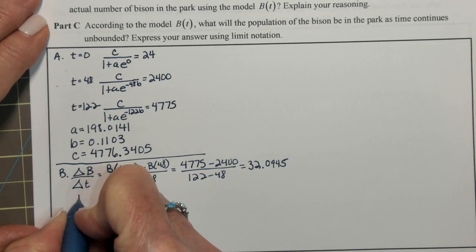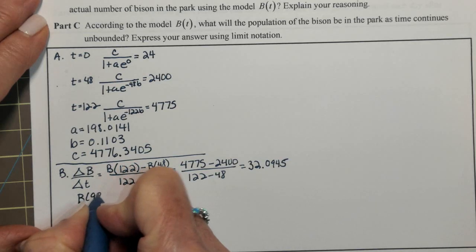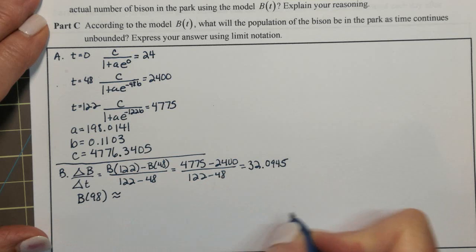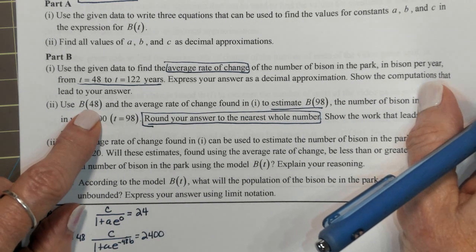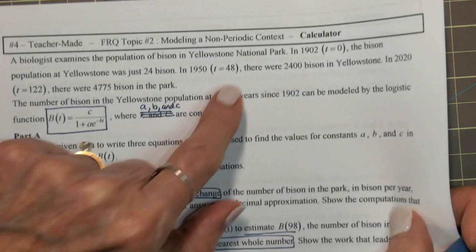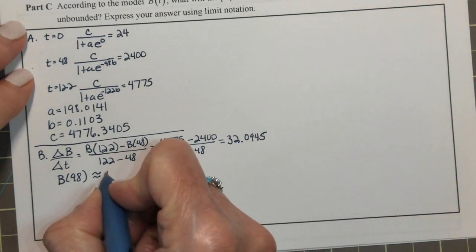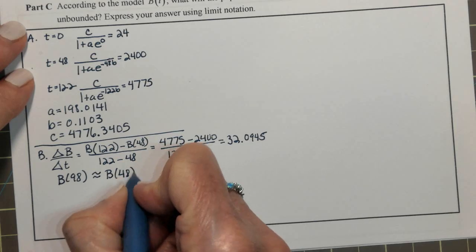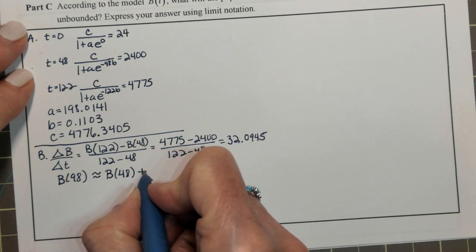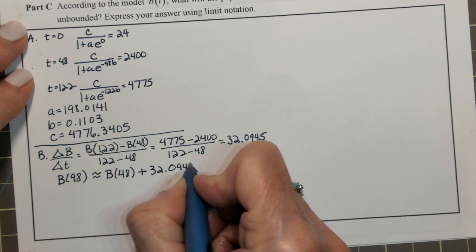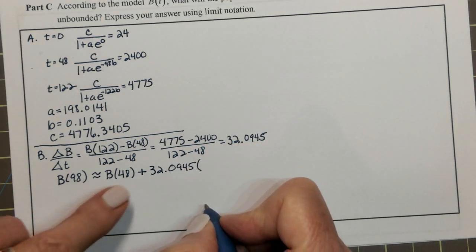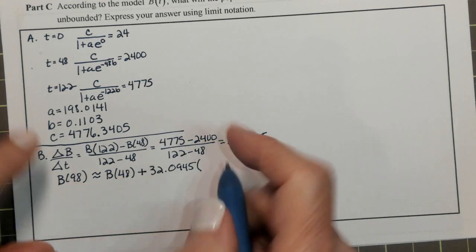Okay, so we want to estimate B of 98 using our average rate of change. They told us we're also using the number of bison when time is 48. So that's how many bison were there at time 48. We're adding to that the average rate of change times the change in the time.